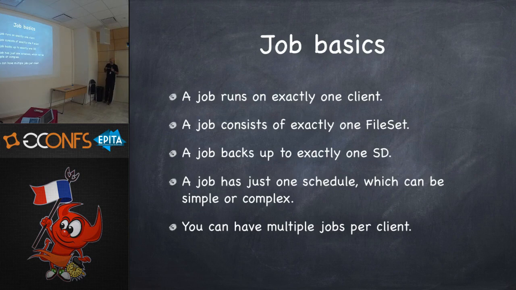So these are the important bits about a job. A job runs on just one client, so on one server. You're backing up one box, you have one job. The job has only one file set. You can't specify multiple file sets. The job backs up to exactly one storage location, but then you can use copy or migrate to move that job to other storage locations. There's just one schedule for the job, but that schedule can say that that job runs at different times on different levels on different days. So schedule is not just like a cron tab entry, it's much more flexible.